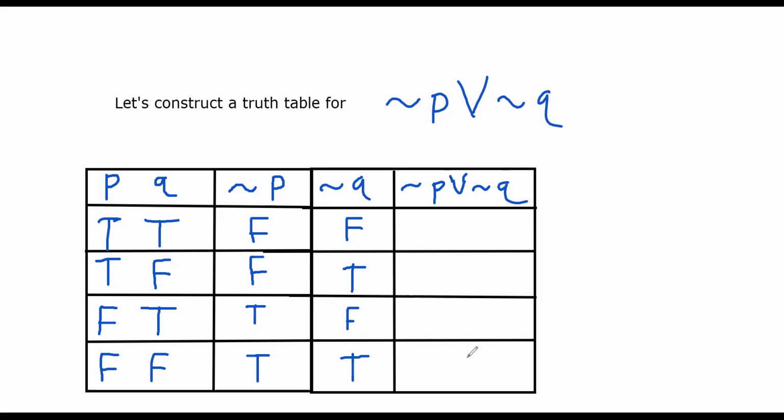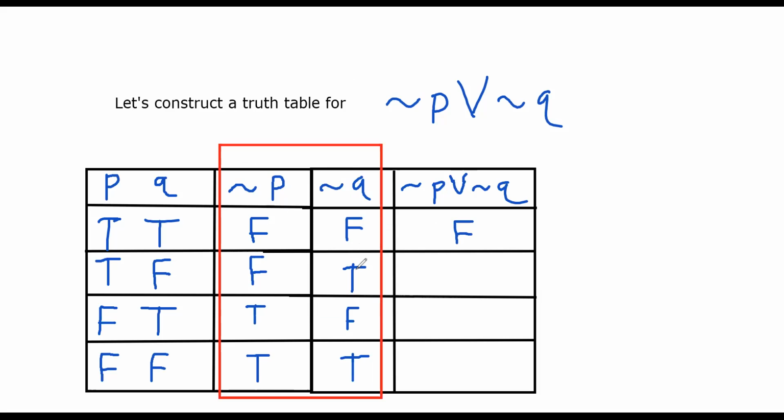Now I can fill out this last column. I'm doing the disjunction, the or, between this column and this column. So I'm really completely focusing in on these columns here, and I'm going to do the or between them. So I'm doing a false or a false statement. What does that give you? False, exactly. A false or a false statement is false.